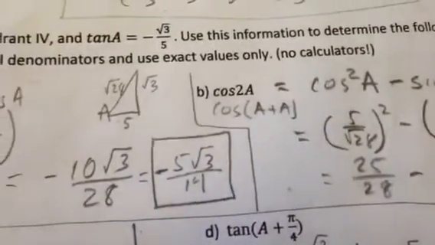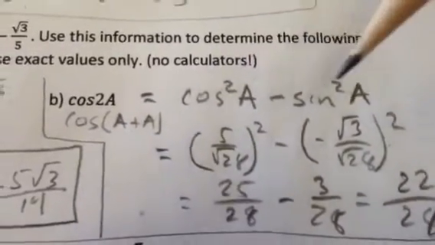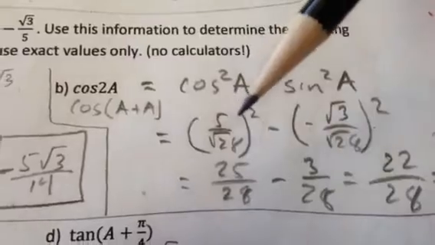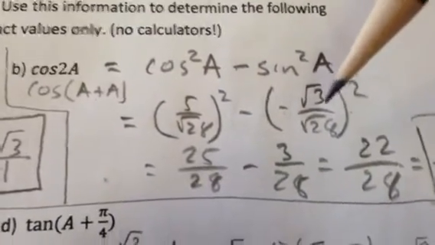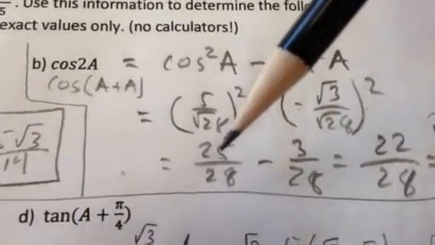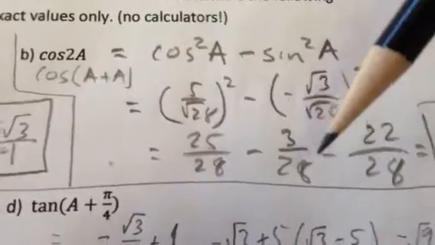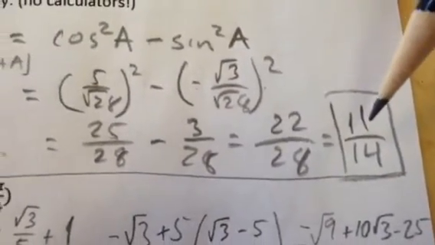The next problem uses the cosine double angle formula, which is cosine squared minus sine squared. So I already know what the cosine is. It's 5 over the square root of 28. And I know what the sine is. It's the square root of 3 over the square root of 28. So I square them both, subtract them. That gives me 25 over 28 minus 3 over 28. That's 22 over 28, and that reduces down to 11 over 14.